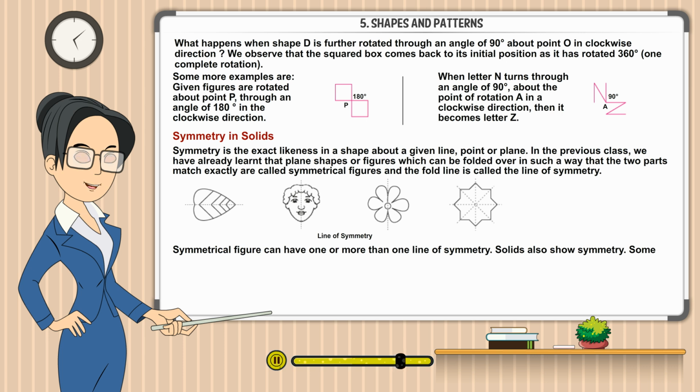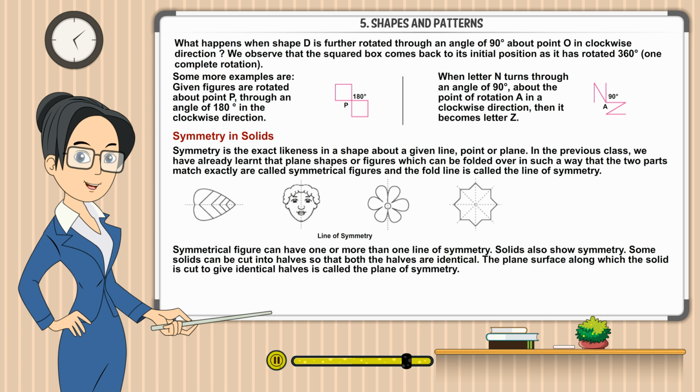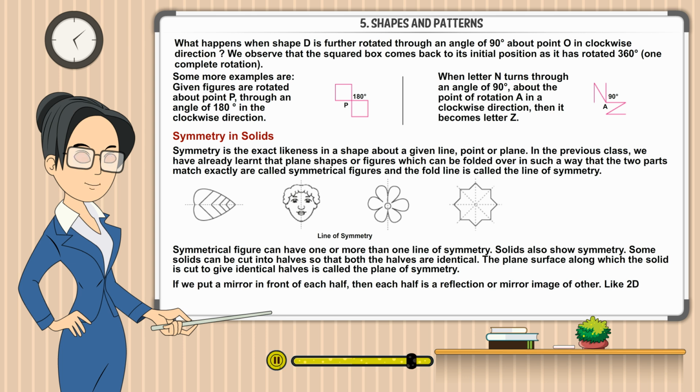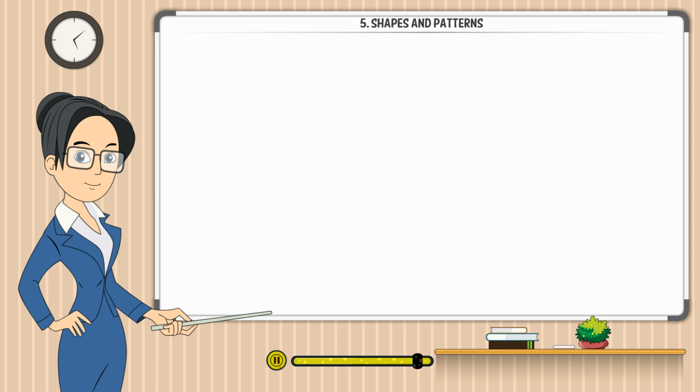Solids also show symmetry. Some solids can be cut into halves so that both the halves are identical. The plane surface along which the solid is cut to give identical halves is called the plane of symmetry. If we put a mirror in front of each half, then each half is a reflection or mirror image of the other. Like 2D shapes, solids can also have more than one plane of symmetry. You will learn about this in higher classes.